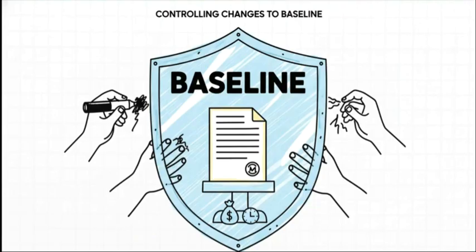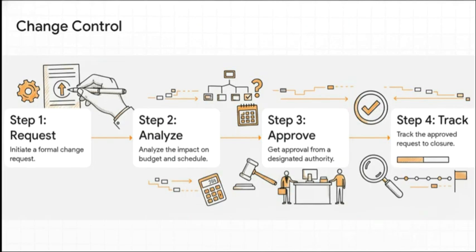Which, of course, leads to the next obvious question, right? What happens when you need to change it? Once something is baselined, you can't just have people making random changes. That could totally derail your budget, your schedule, your quality, everything. And this is where a formal process becomes your best friend.